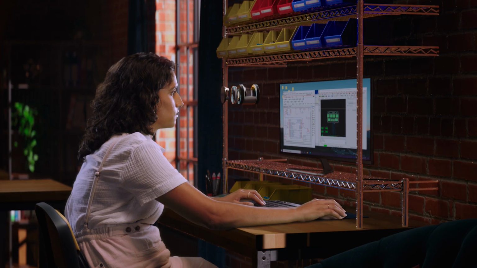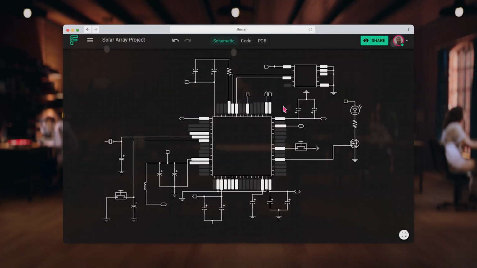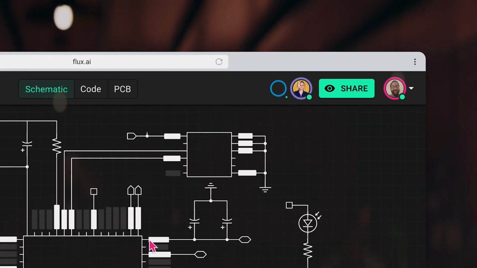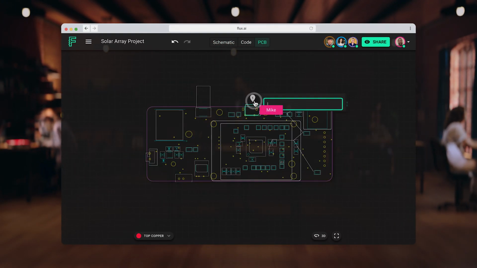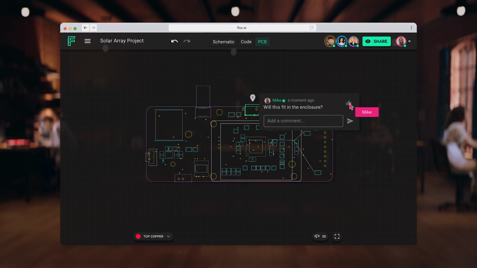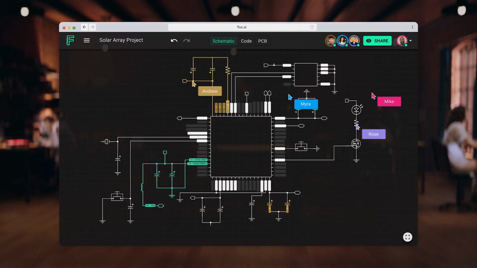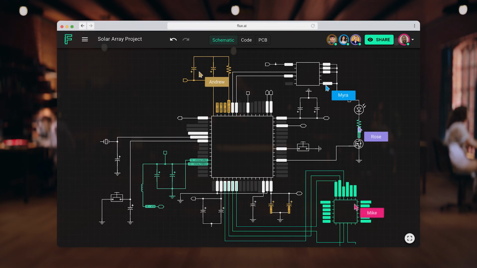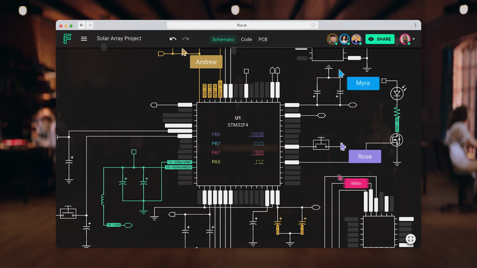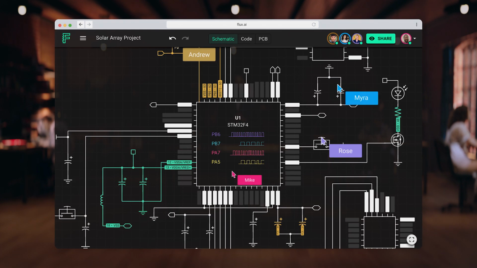So Flux gives your team a shared space to work. You can invite them to collaborate with you in real time, and they can add to the conversation at any point in the process. Tasks that used to slow you down, like wiring components together, in Flux, they're automated. There's also a simulator that lets you test your circuits before prototyping.